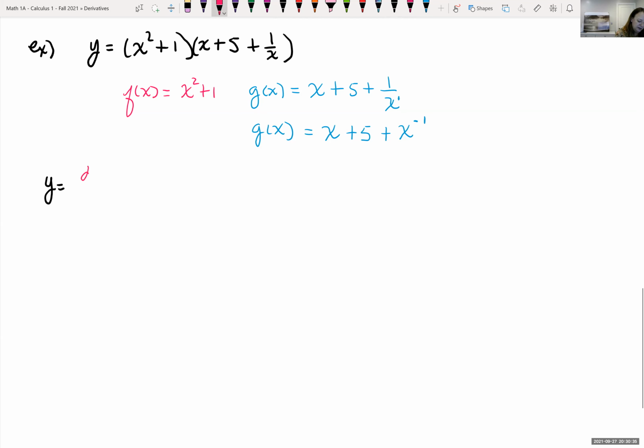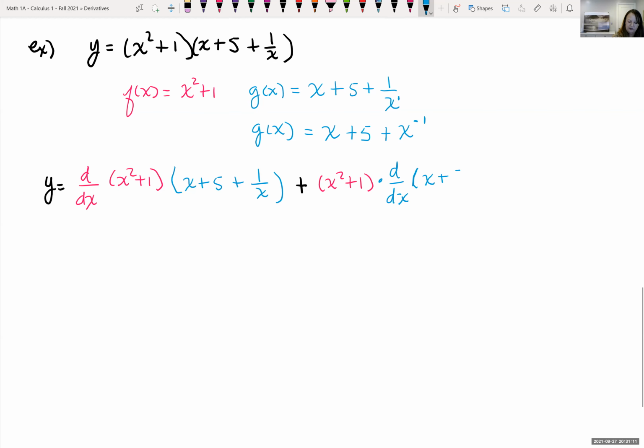So just so you get used to it, I'm going to take the derivative of the first, d dx of x squared plus 1, times the second, that's this x plus 5 plus 1 over x. I'm not taking the derivative of that. Plus the first, that x squared plus 1, times the derivative. So I can write that as d dx of the second, x plus 5 plus x to the negative 1.